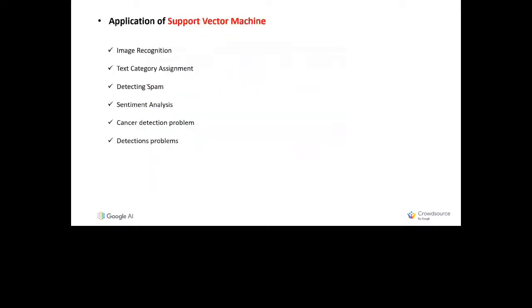And now let us see some applications of support vector machine. Like image recognition, text categorical assignments, work with data that needs to be separated, especially classified, detecting spam or ham, sentiment analysis, cancer detection, like we are using right now, and detection problems, especially the detection problems. And support vector machine is the most widely used classification algorithm.